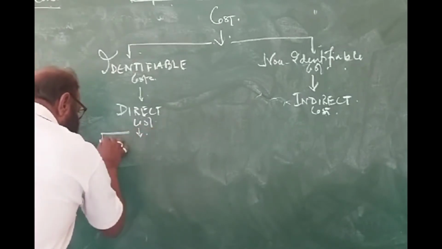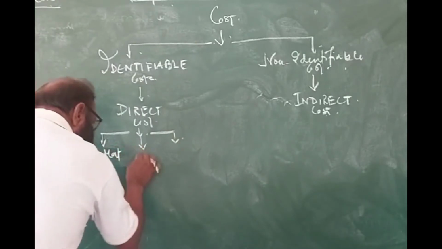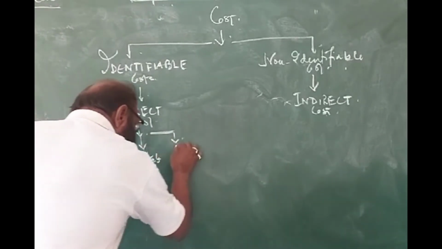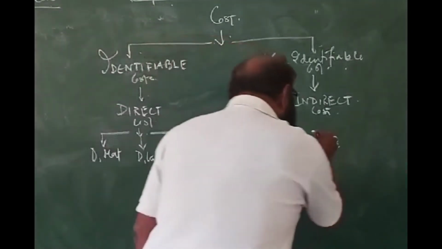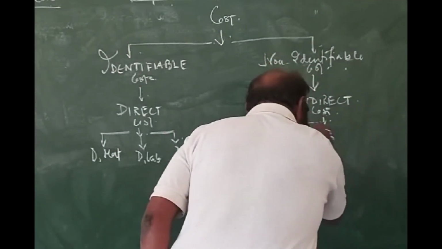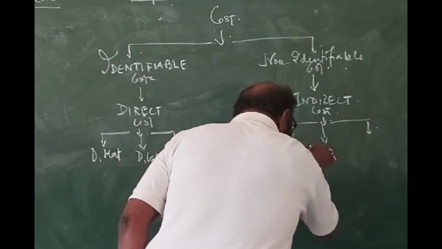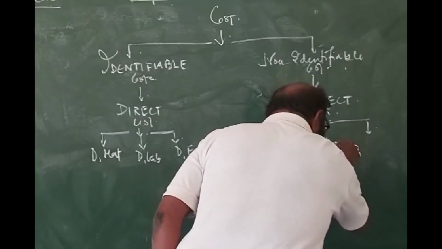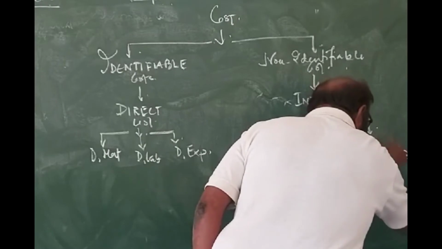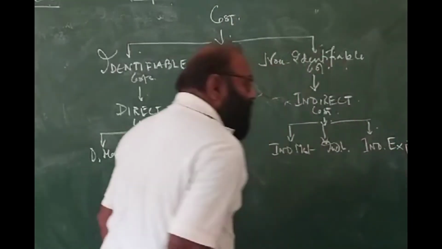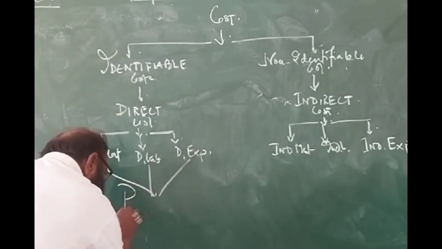So these direct costs are of three types: direct material, direct labor, and direct expenses. These indirect costs are in the same way: indirect material, indirect labor, and indirect expenses. Clear?